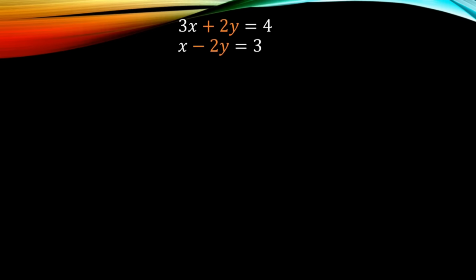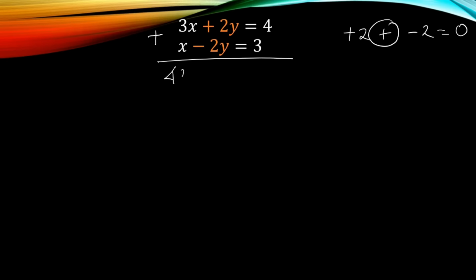Now going to the second example, where you have the coefficient of y as the same number, but their signs are different. So if I have plus 2 and minus 2, and if I want to get 0 out of them, I just need to add those two. So plus 2 added to minus 2 will give me 0. So since the signs are different, I will just add these two equations. So 3x plus x is 4x. Plus 2y plus minus 2y cancels. Therefore there is no y here. And then I am adding 4 plus 3, which is 7.